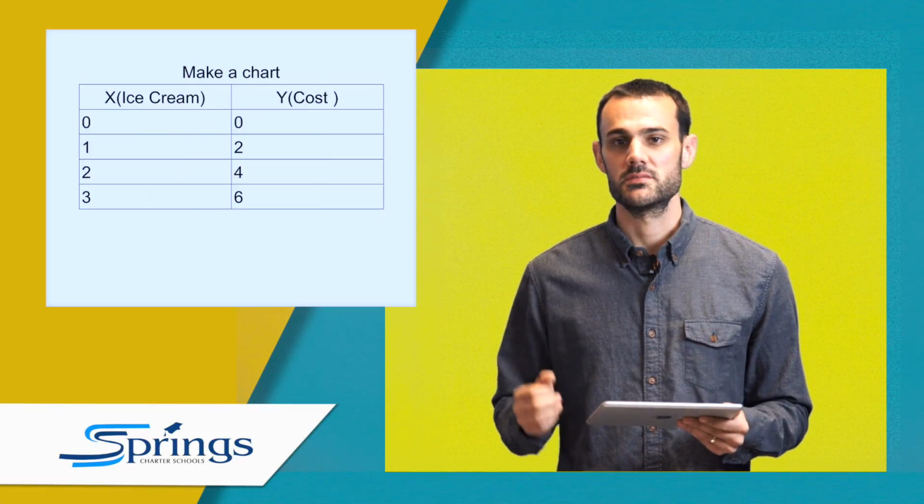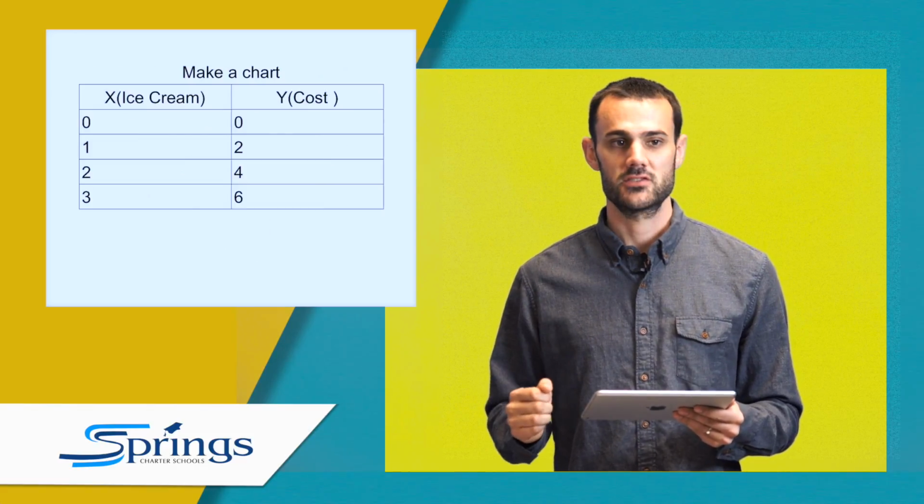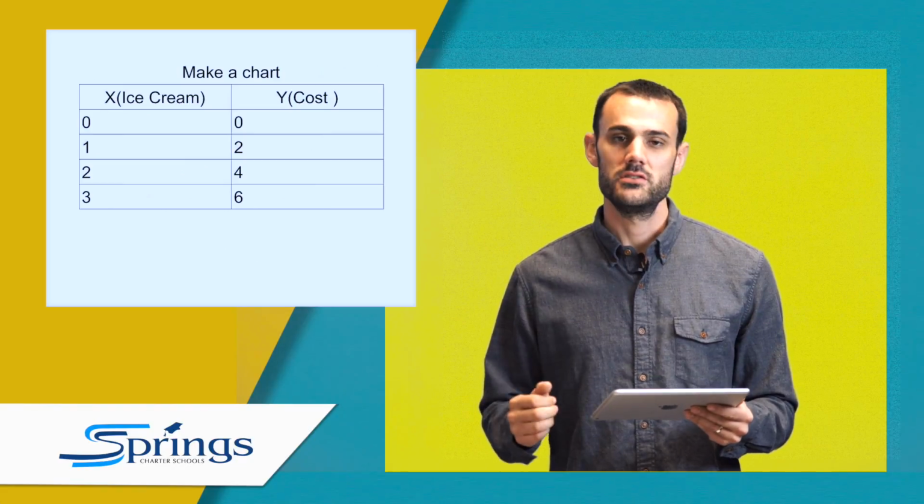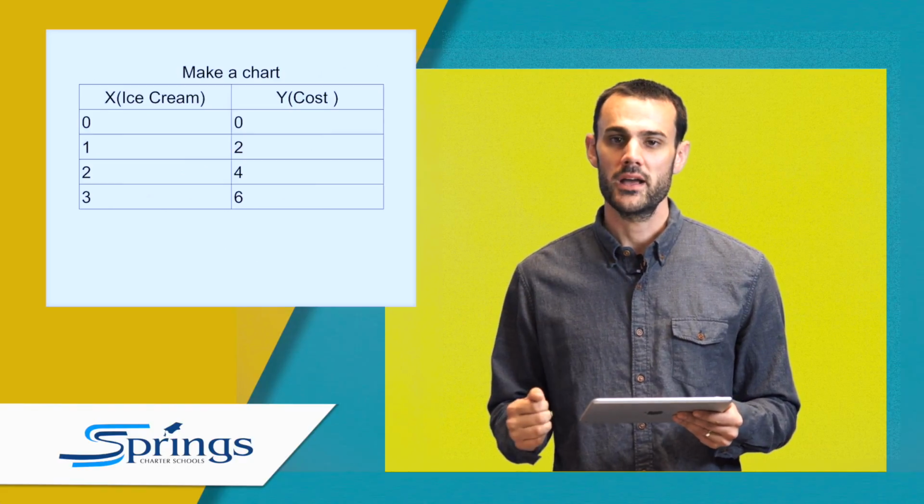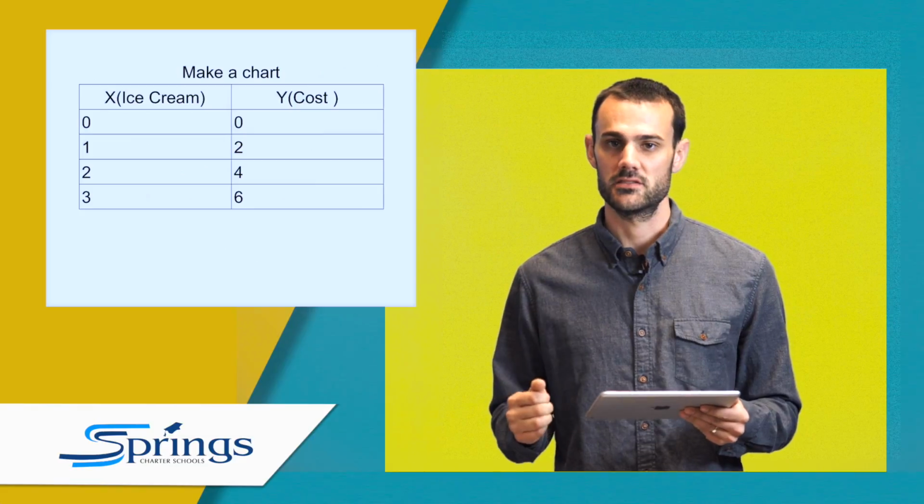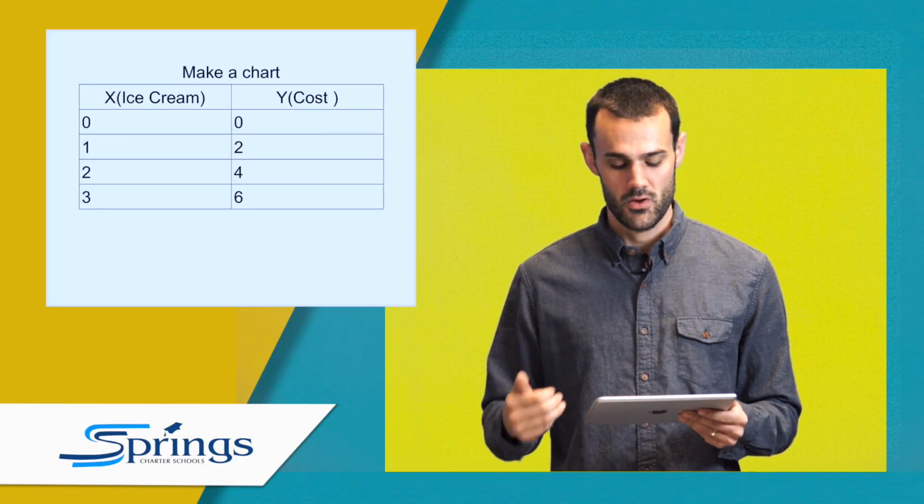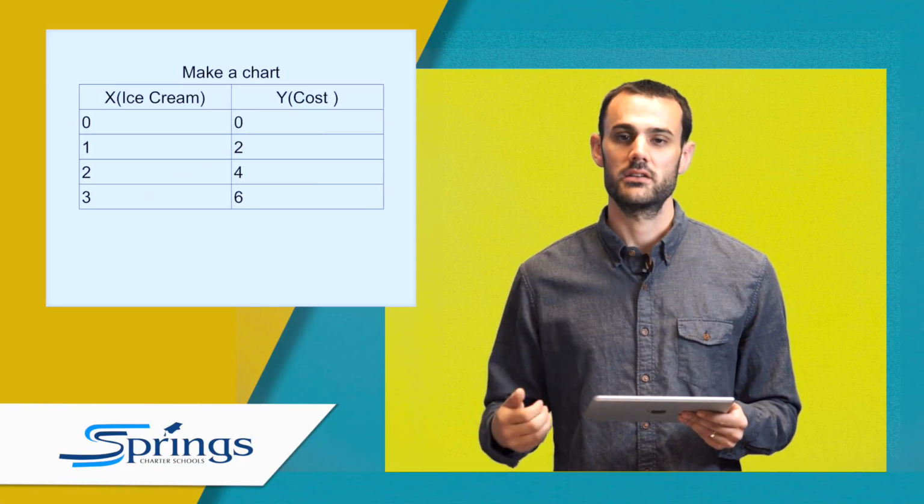The first thing I did here was make a chart. So I have ice creams on the left here, 0, 1, 2, and 3 ice creams. And then the y part of our chart here is the cost of the ice cream. 0 ice creams is $0, 1 ice cream is $2, and then $4 and $6.